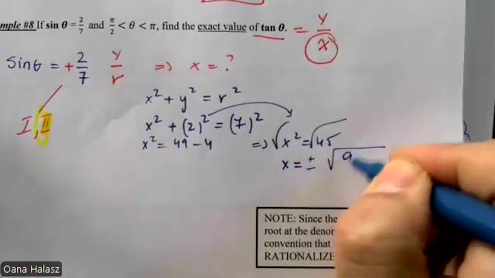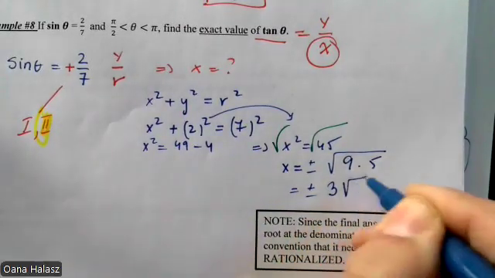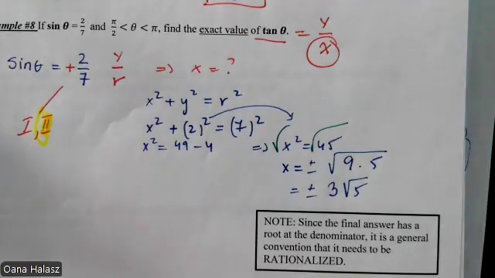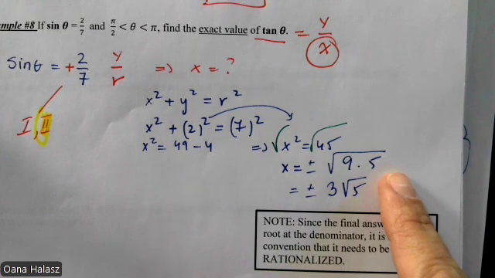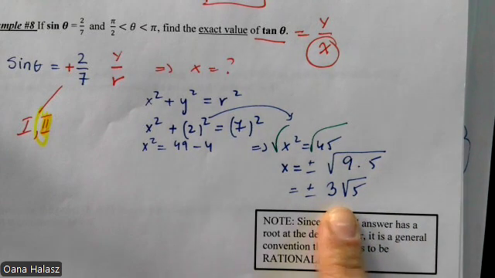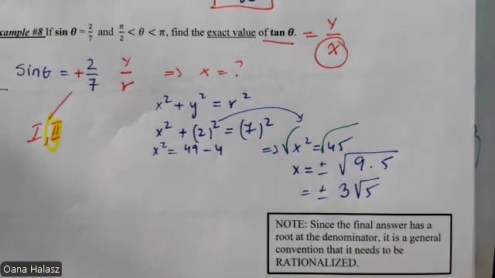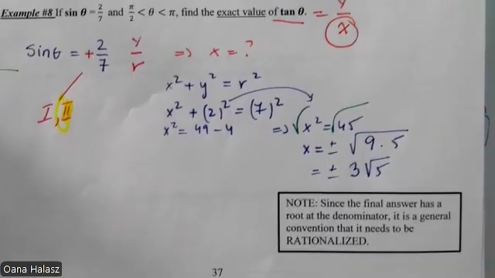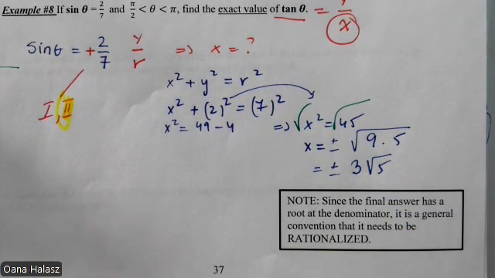9 and 5, right? 9 times 5. And then we can evaluate the 9 as 3 in front of the square root of 5, because this will split up into square root of 9 times square root of 5. Square root of 9 is 3. Square root of 5 stays as a square root. Okay? Now, those are our options for x, either positive or negative 3 square root of 5.